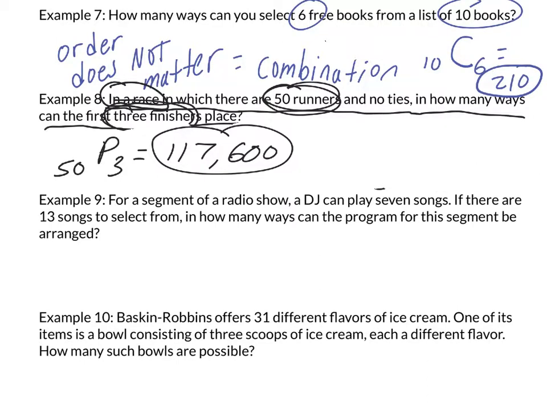Looking at example 9, for a segment of a radio show, a DJ can play 7 songs. If there are 13 songs to select from, in how many ways can the program for this segment be arranged? So I purposely picked this example because I have had a lot of questions about this from the MyMathLab. There is a very, very similar question to this in your MyMathLab homework.